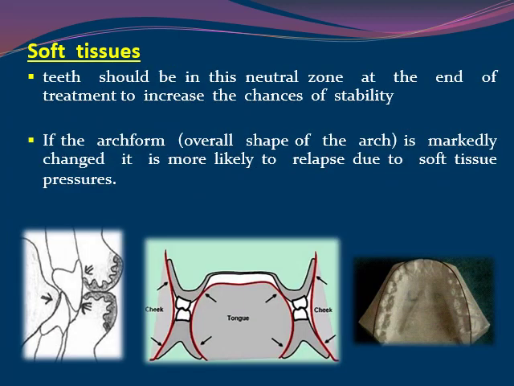Soft tissues. It is necessary at the end of orthodontic treatment that the teeth should be positioned in an equilibrium area that is called the neutral zone. The neutral zone is an area of balance between pressures from the outside, including the cheek buccally and lips labially, and pressures from the inner side from the tongue lingually. So the teeth should be in the neutral zone to get more stability, more retention, and decrease the relapse.